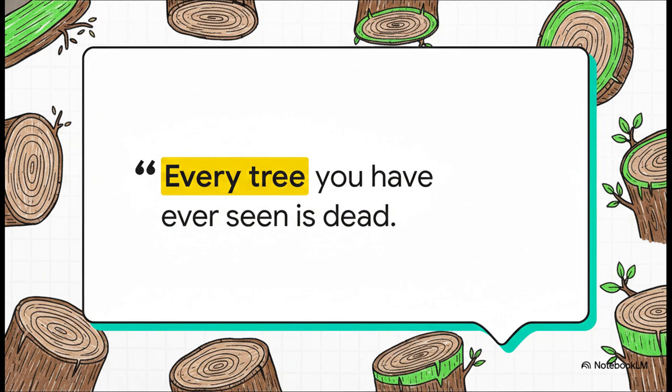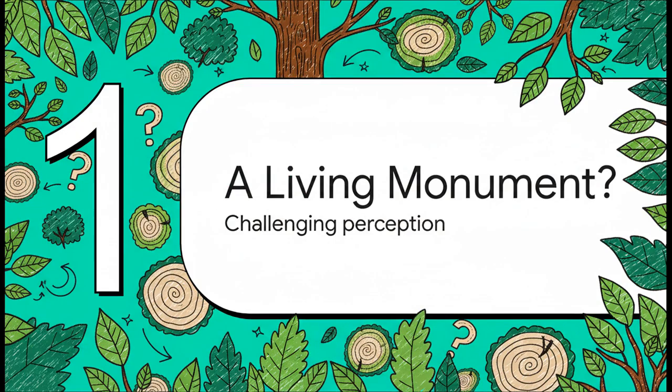Okay, look at this. Every tree you have ever seen is dead. I mean, that sounds just completely wrong, doesn't it? But believe it or not, this one single idea is the absolute key to understanding what a tree really is. It's the mystery we're about to solve right now. So, how on earth can a tree be both living and dead? Well, to get our heads around this whole paradox, we've got to challenge how we think about trees. And we need to start by redefining what wood even is.